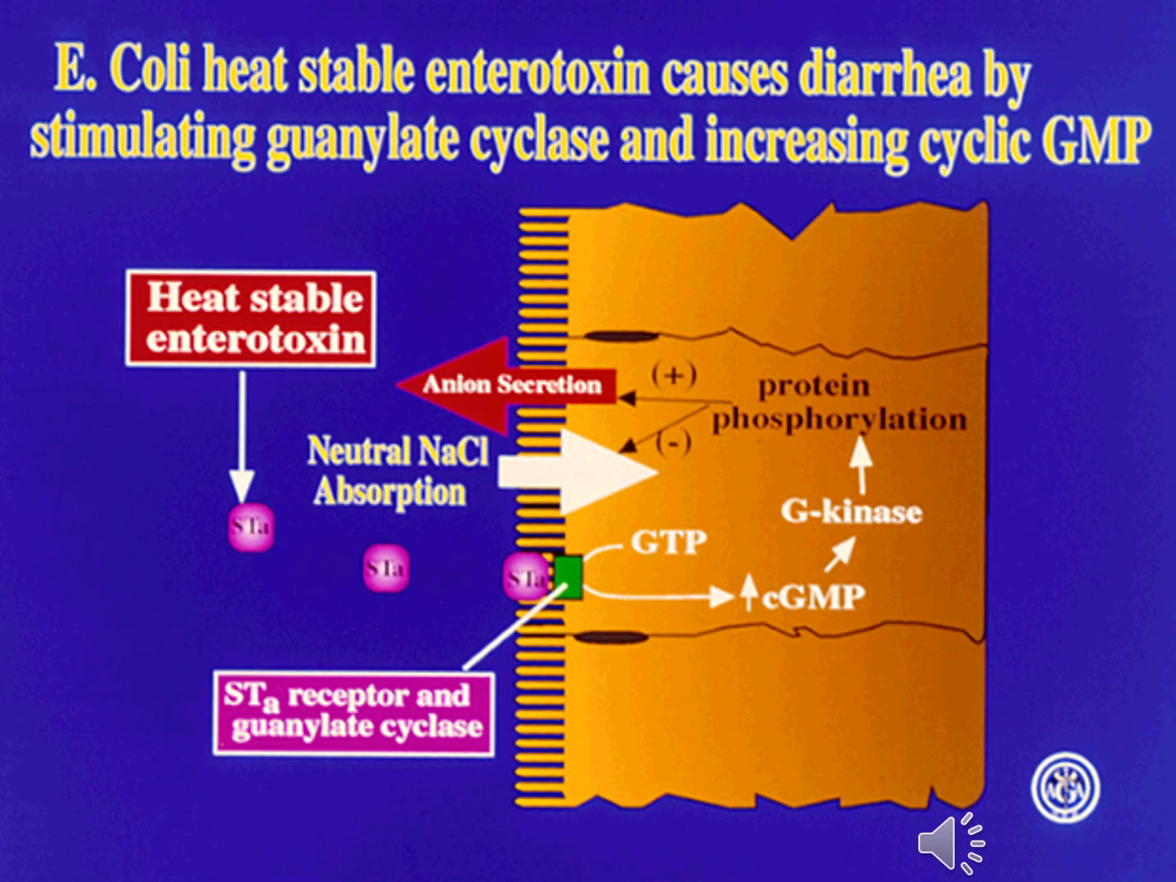The second important toxin is the heat-stable toxin that is produced by E. coli. The toxin binds to a receptor on the brush-border membrane called the STA receptor, leading to stimulation of guanylate cyclase with increased production of cyclic GMP. Similarly to cyclic AMP, cyclic GMP causes an increase in protein phosphorylation, leading to opening of chloride channels and inhibition of sodium chloride absorption. The effect of E. coli toxin is much less than the effect of cholera toxin.